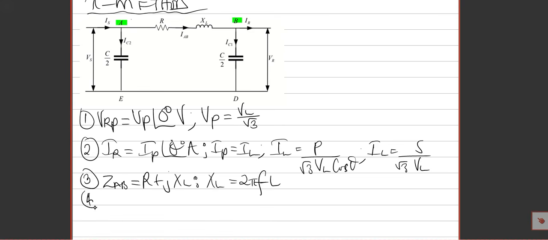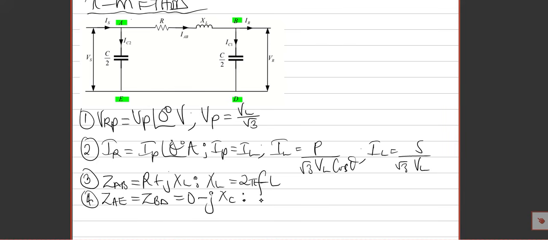Step number 4, you also have these impedances between A and E and between B and D, where you have a capacitor divided by 2. You will notice we don't have a resistance there. So we say the impedance between A and E is the same as the one between B and D. So ZAE equals ZBD. Because we don't have a resistance, it's going to be 0 minus jXC.